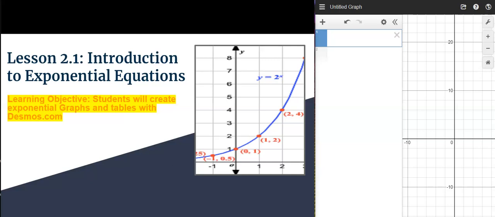Okay, lesson 2.1, Introduction to Exponential Equations. Learning objective for today: students will create exponential graphs and tables using Desmos. All right.